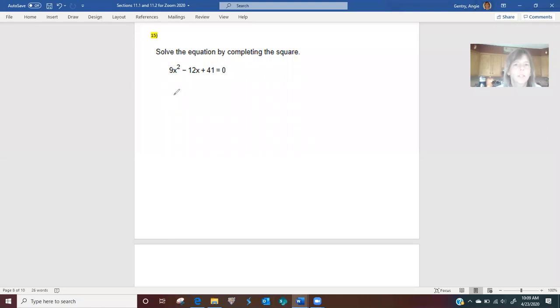Let's try this one. 9x squared. In the book, they will actually get rid of that 9 first, but I always like to move my constant over first. Everybody's different, but you all agree that this is true, yes? And then you would say, okay, first you get rid of that 41. Now I need this coefficient to be a 1, so I have to divide by 9.